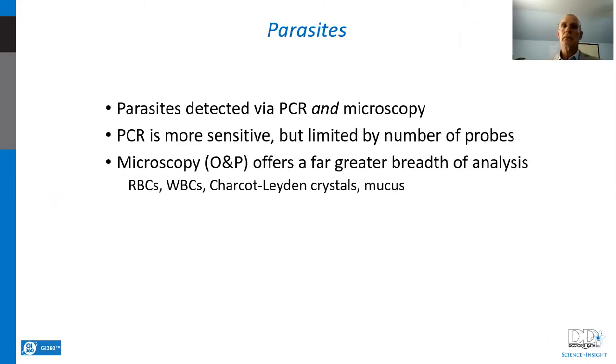So for parasites, we use PCR and microscopy. PCR is absolutely more sensitive, but again, very limited in the number of probes that one has. Microscopy, ova, and parasitology, therefore, offers a greater breadth of analysis for parasites. Also, if you're not looking under microscopes, you're not going to see those red blood cells, white blood cells, Charcot-Leyden crystals, and the mucus. You're just not going to see those things if you're not looking for it.